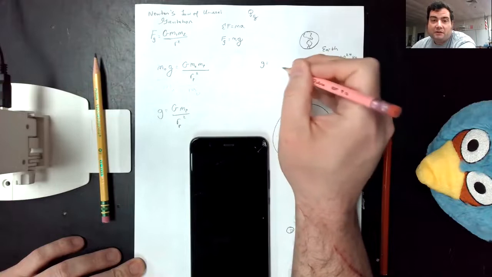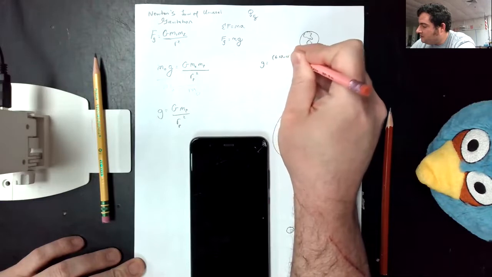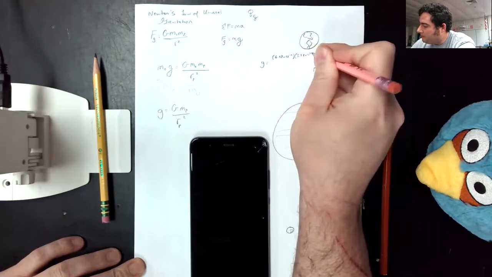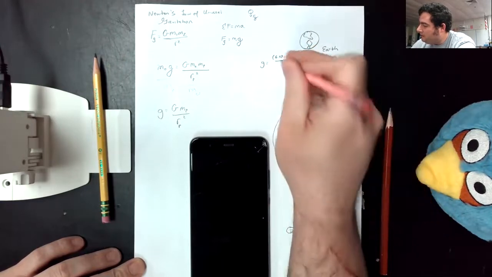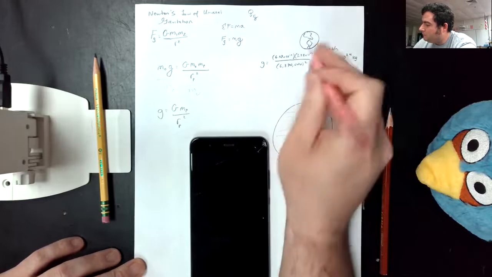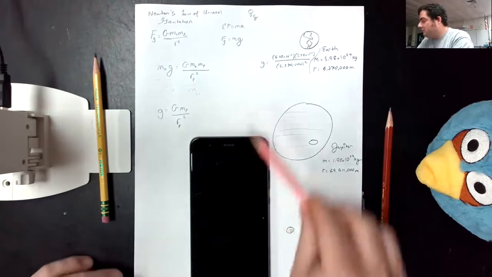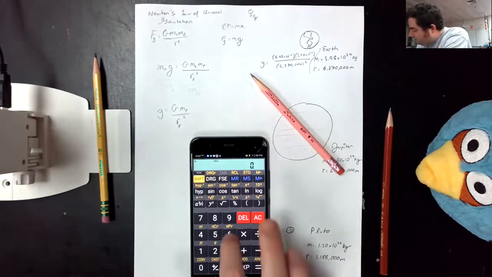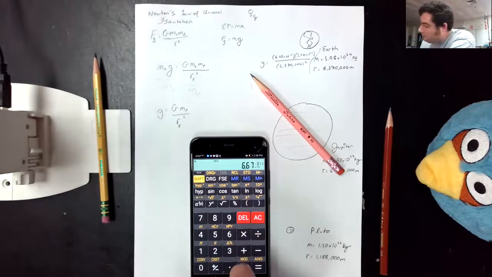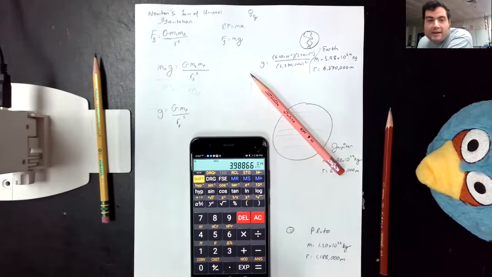So the acceleration of gravity for Earth is the universal gravitational constant, which is 6.67 times 10 to the minus 11, times the mass of Earth divided by the radius of Earth squared. So let's plug that into the calculator and make sure we know how to do it. The easiest way, I think, for me: 6.67, EXP, 11, negative, times 5.98 EXP 24. I get an answer.